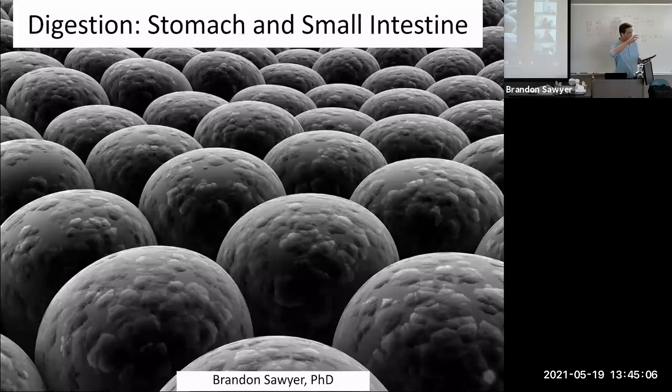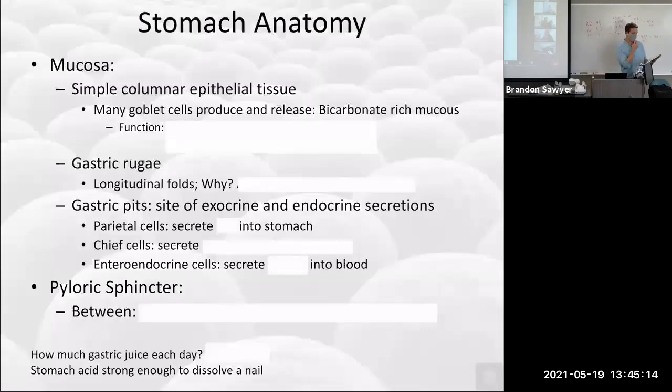A lot of those enzymes will be plugged in there, the brush border enzymes that we'll use to break down particles of food and get them to where we can absorb them. Okay, so let's talk about the stomach first.